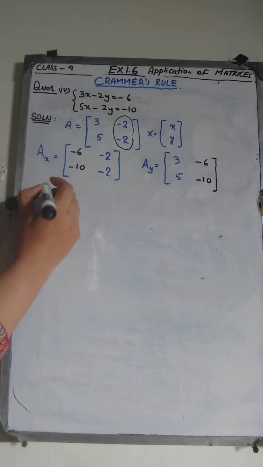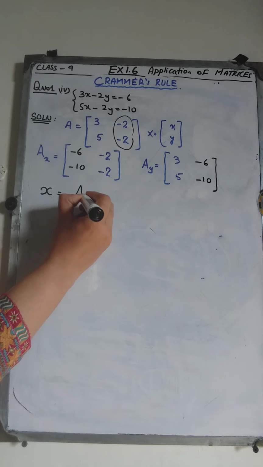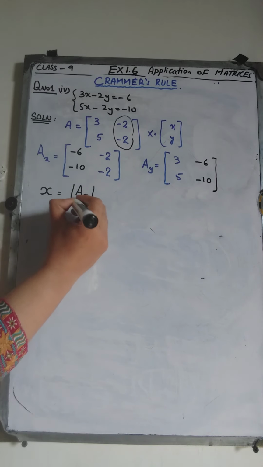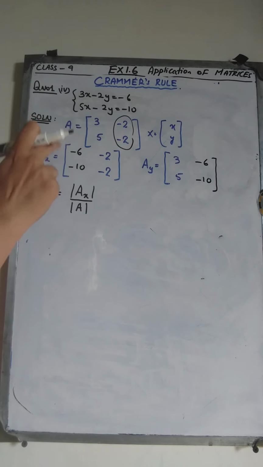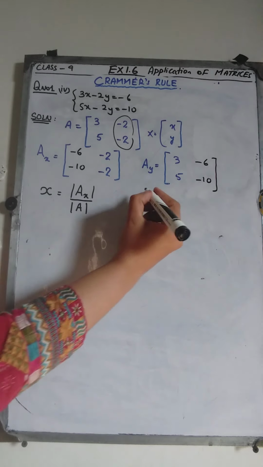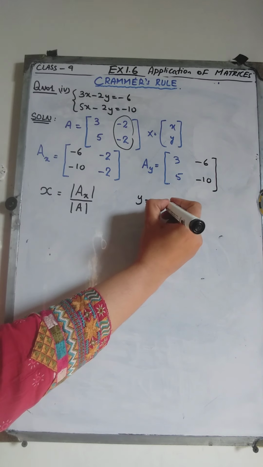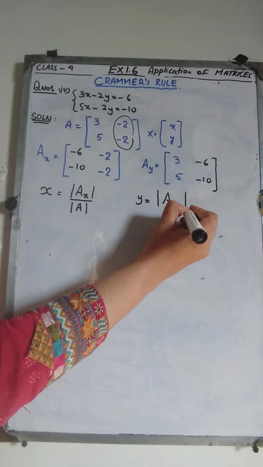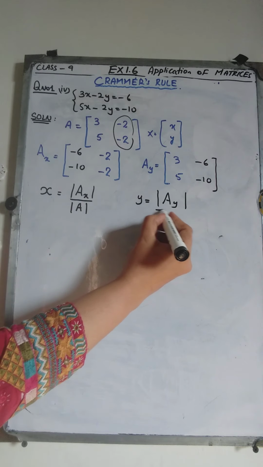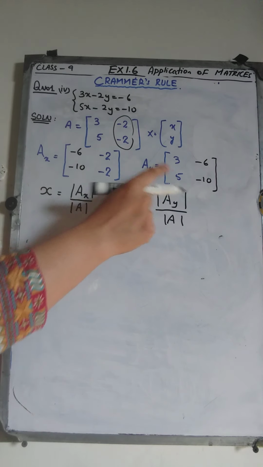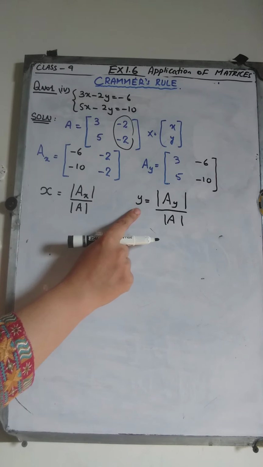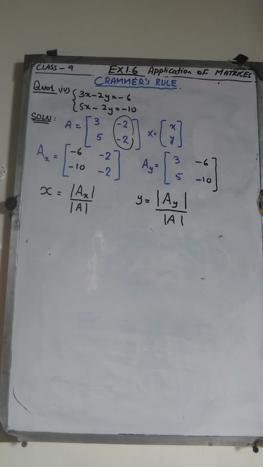Now there are two formulas for this. To find x, we need the determinant of AX divided by the determinant of the matrix of coefficients. So we need the determinants of these two matrices to find x. And for y, we need the determinant of AY that we have defined here, and the determinant of the matrix of coefficients again. So we need to find the determinants of all three to get the values of x and y. Let us start with the matrix A.